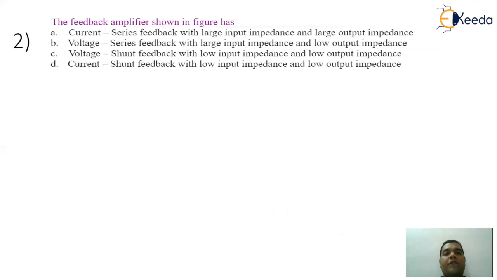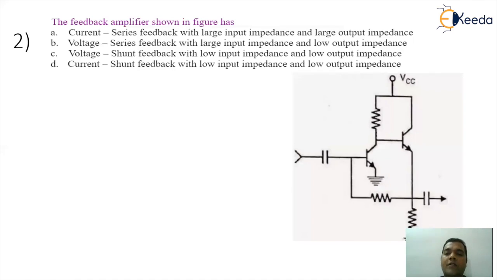The feedback amplifier shown in the figure has four options: current series feedback, voltage series feedback, voltage shunt feedback, and current shunt feedback. Along with the impact of feedback type, they are also discussing the input impedance and the output impedance changes. So this is a circuitry given to us, and we are trying to identify what's the type of feedback. Let's start with the solution.